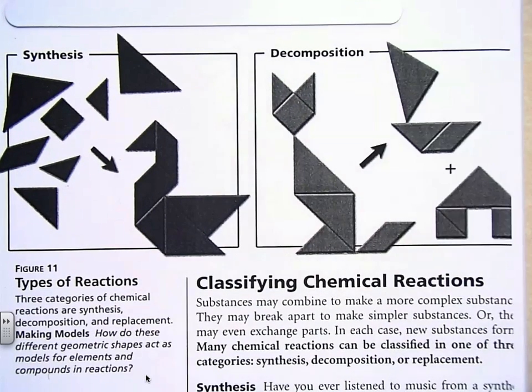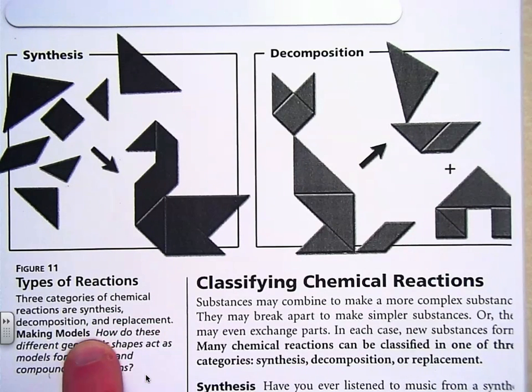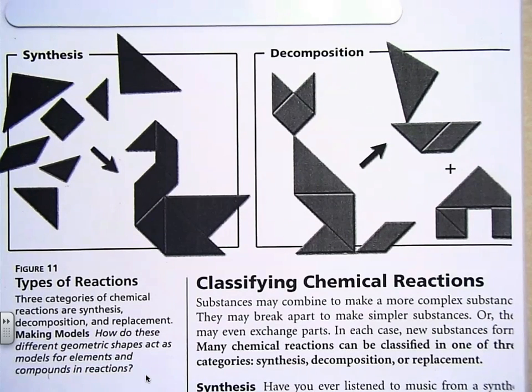Okay. Page 200. Types of reactions. 3 categories of chemical reactions are synthesis, decomposition, and replacement. Quick question. How do these different geometric shapes act as models for elements in compounds and reactants? Well, this is a great model.